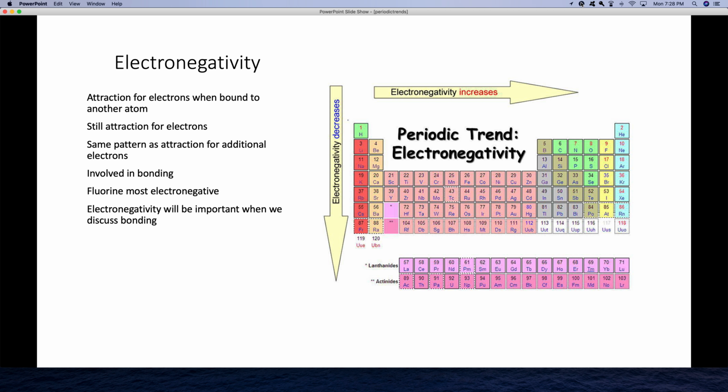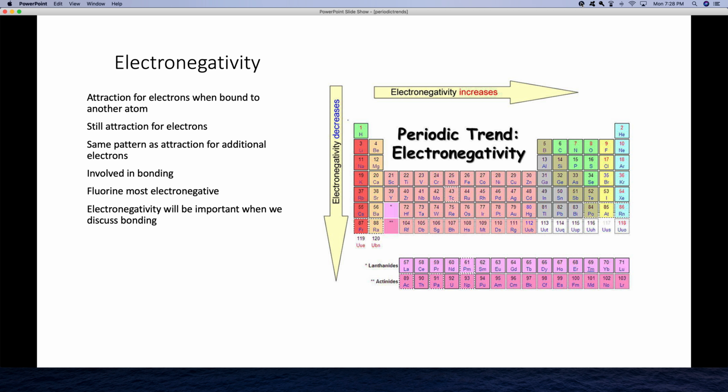All right. The last trend that we'll talk about is electronegativity, which is actually another way of looking at attraction for electrons. The only difference is it's attraction for electrons in a bond. The next PowerPoint will be about the types of bonds, and so that'll make a little bit more sense when we apply it there, but it's a good time to talk about it here.